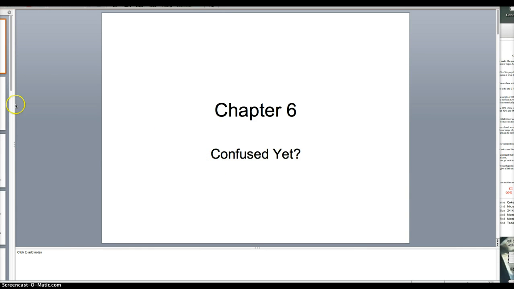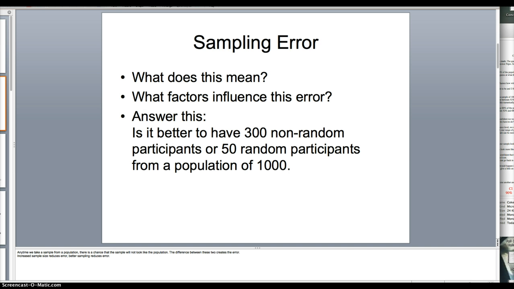In Chapter 6, what we're going to talk about is sampling error, standard error of the mean, and something else called a confidence interval. For any of this information, basically what we're talking about is to what degree does the sample that we take represent the population we're trying to describe.